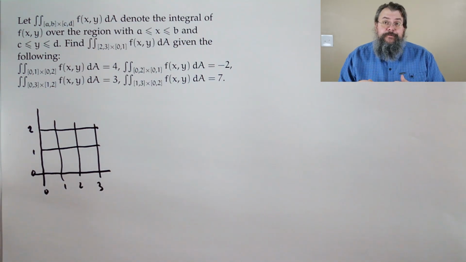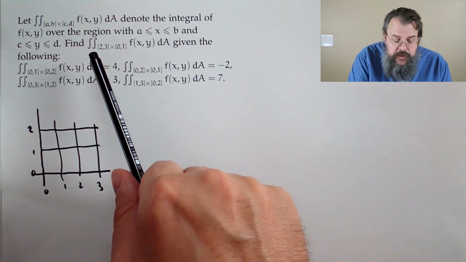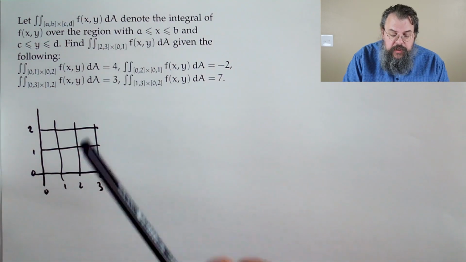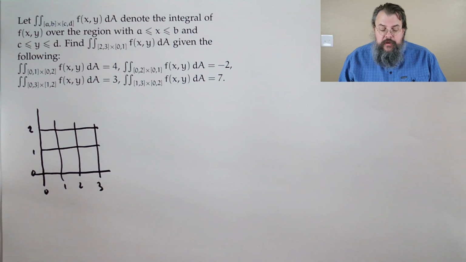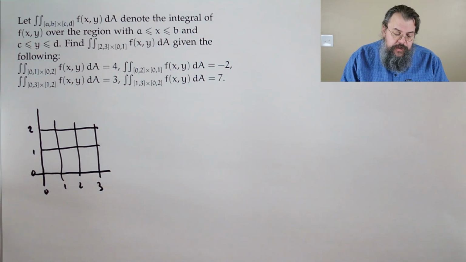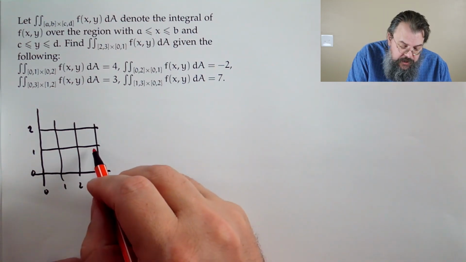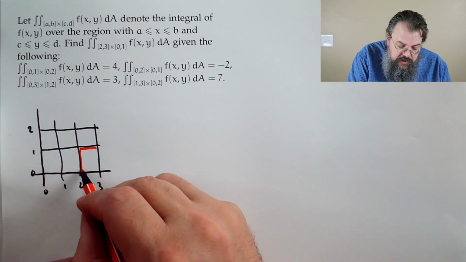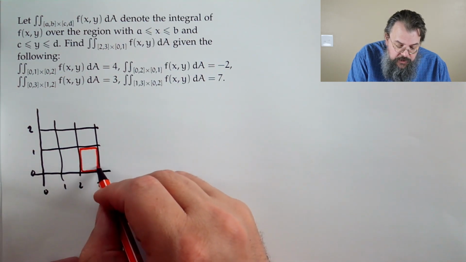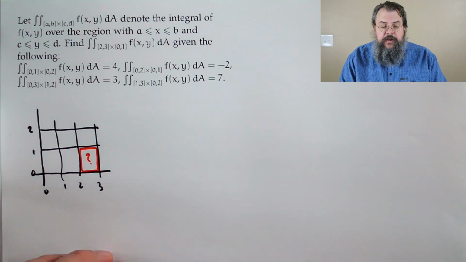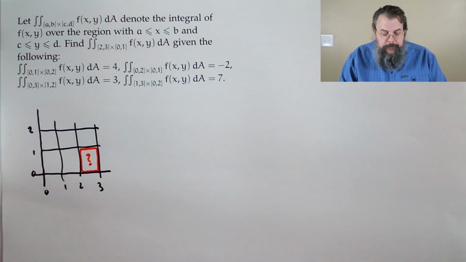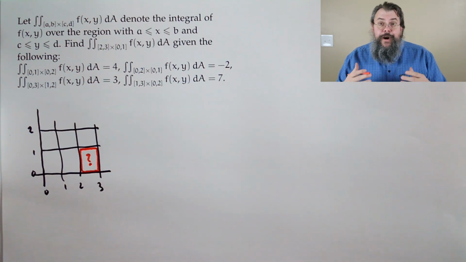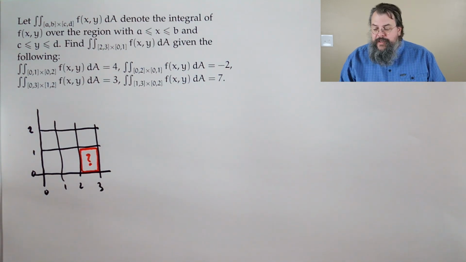Now, what are we after? We're after [2, 3] cross [0, 1]. That says x is going from 2 to 3, and y is going from 0 to 1. So we're trying to understand what's happening in this little piece here. We don't know it, and we're trying to figure that out. If we can figure that out, life is good. Well, let's mark what we do know.